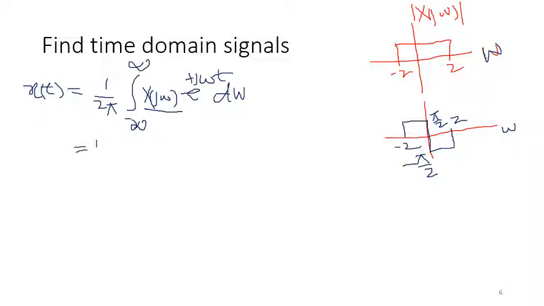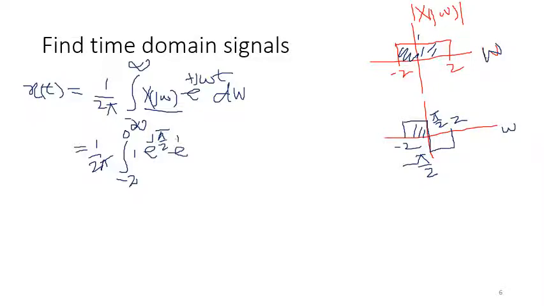Now we have 1 over 2 pi, and the limits of integration are from minus 2 up to 0. We have the magnitude equal to 1, but the phase is positive. And from 0 up to 2, the magnitude is still 1, but the phase is minus pi by 2. So from minus 2 up to 0, we have X of j omega equal to 1, its magnitude is 1, and the phase is j pi by 2.